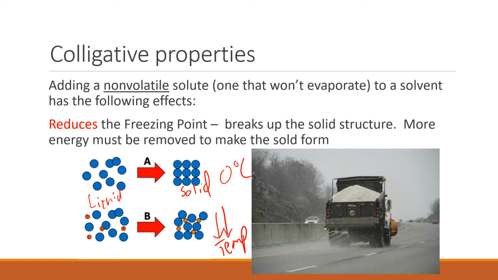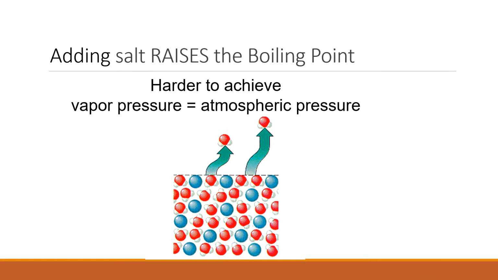So this is 0 degrees Celsius. This is going to be lower. This could be like minus 10 degrees Celsius, because now you have to slow down the particles even more to get them to be a solid, because now they have these little impurities sticking there, getting in the way of things. So that's why we salt roads. It will reduce the freezing point of the water.